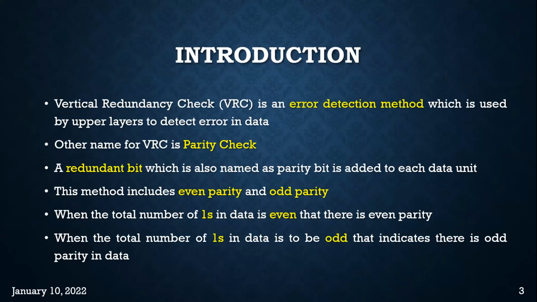The other name for VRC is parity check. A redundancy bit, which is also named a parity bit, is added to each data unit. The method includes even parity and odd parity. When the total number of ones in data is even, that is even parity, and when the total number of ones in data is odd, that indicates odd parity in data.